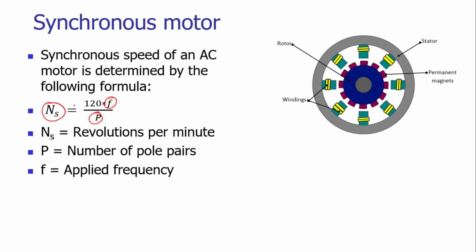The synchronous speed is directly proportional to the applied frequency. As the frequency is increasing, naturally we are getting more revolutions per minute. However, the synchronous speed is inversely proportional to the number of pole pairs. As the number of pole pairs increases, we get a lower speed.